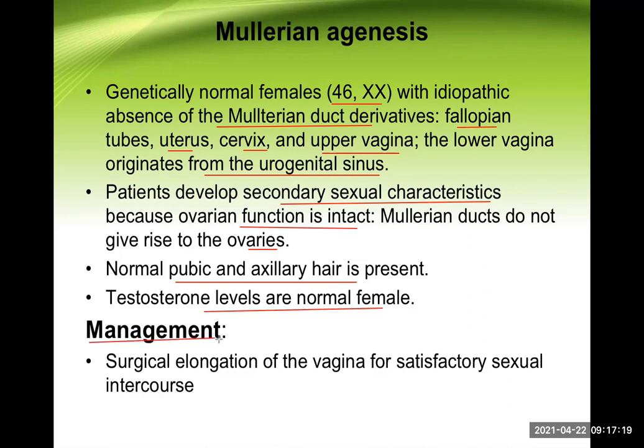Regarding the management, surgical elongation of the vagina should be done for satisfactory sexual intercourse, and apart from that, nothing else can be done. You cannot replace the uterus there. You cannot replace the cervix there. Only some plastic surgery is done so that satisfactory sexual intercourse can happen in the future. So this lady can never become a mother. She can never conceive.